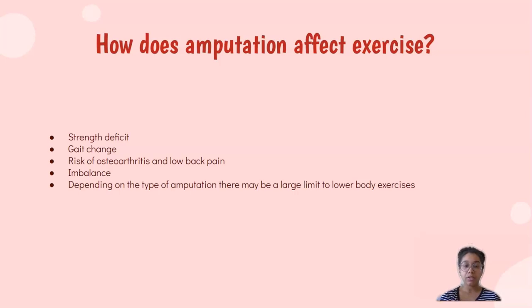It also increases the risk of arthritis and low back pain, which could hinder the want to exercise. Imbalance can greatly put an amputee at risk of injury while they're exercising. And again, depending on the type of amputation, there might be a large limit to lower body exercises. With so much of the limb being gone, or if both limbs are removed at any point, they might be severely limited to upper body exercises if they're bound to a wheelchair.